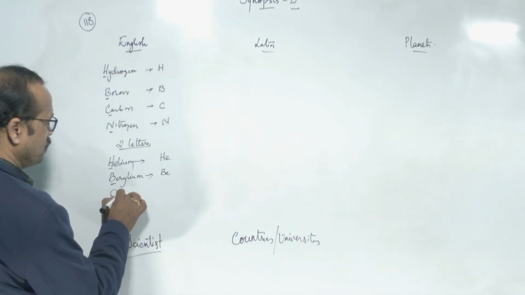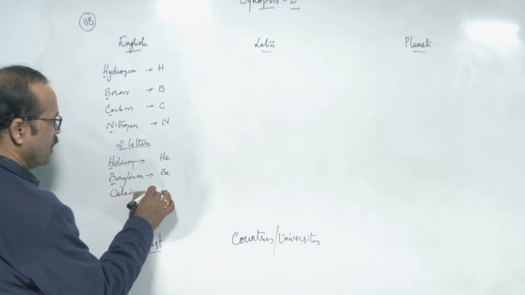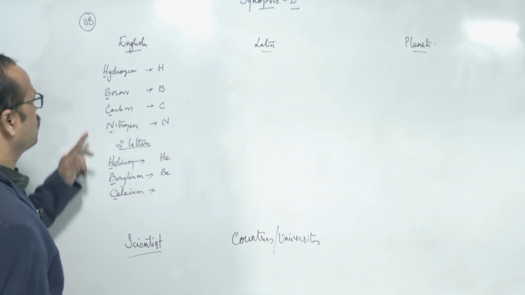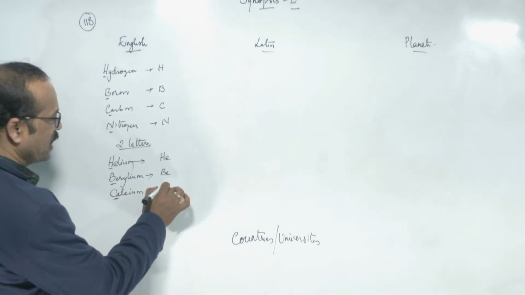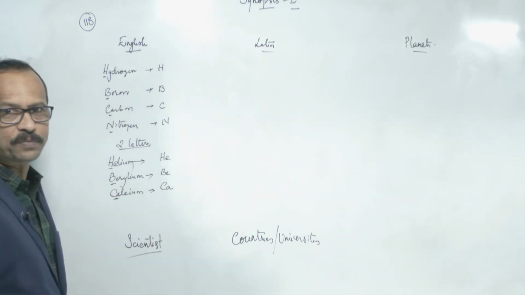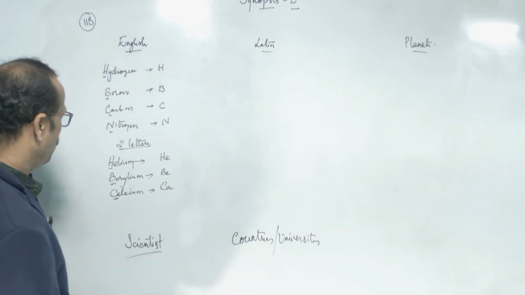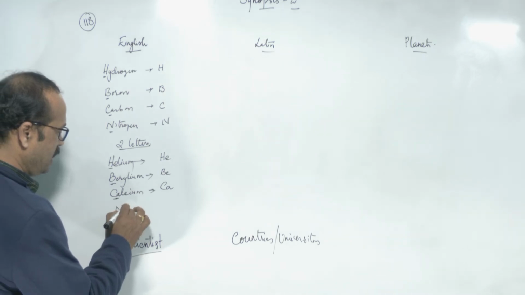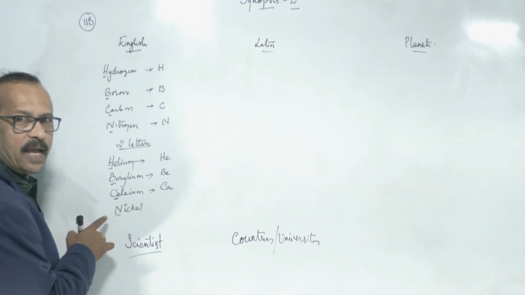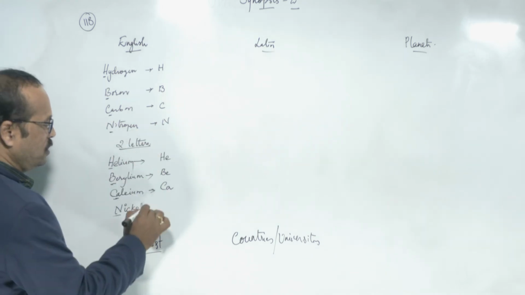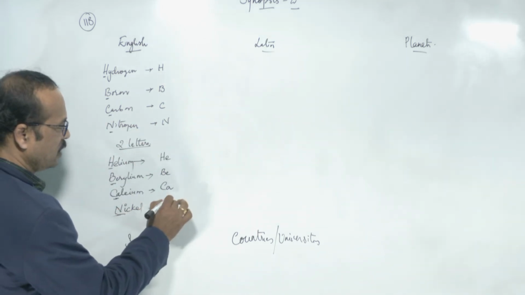Okay, let's see calcium. Calcium starts with C, but C is already given to carbon. So now the first two letters are taken: Ca, calcium. Then, for example, let's take one more element, like nickel. Nickel starts with N, but N is already given to nitrogen. So now the first two letters are taken, that is Ni.